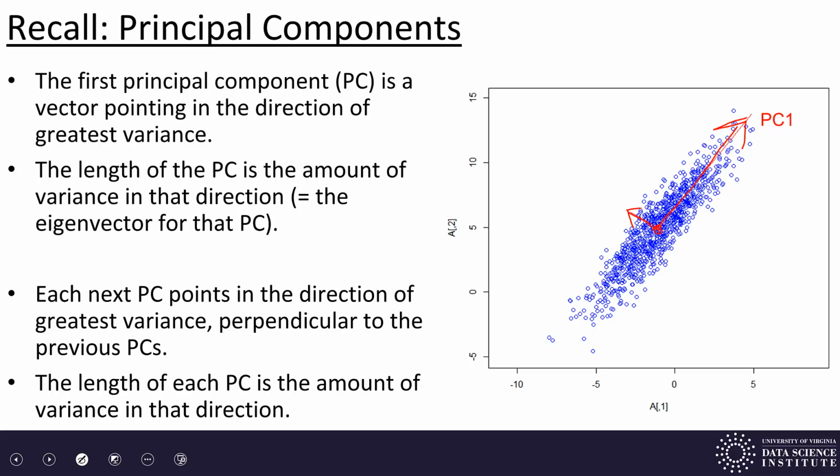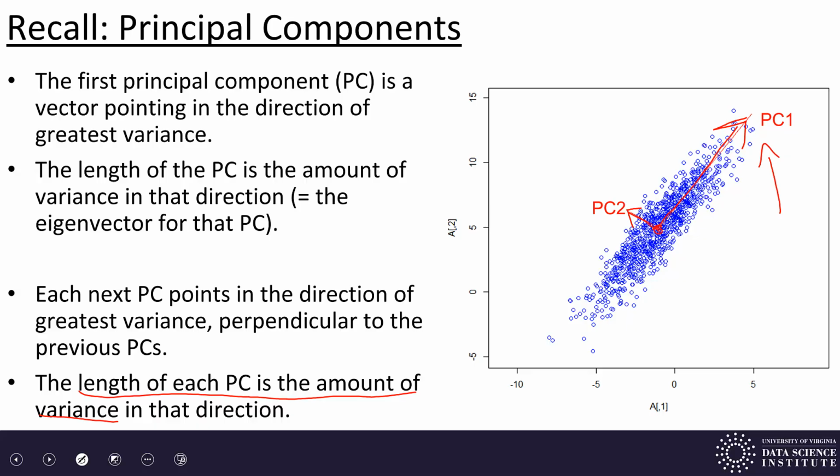There's a couple of different conventions. Sometimes the length of each PC can be the amount of variance in the direction of that PC, and that's how we've drawn them here. PC1 is long because it points in the direction with the greatest variance, and PC2 is going to be smaller. Sometimes people will use unit vectors as the PC, and they'll have the associated eigenvalue be the amount of variance. And those are the eigenvalues of the covariance matrix.